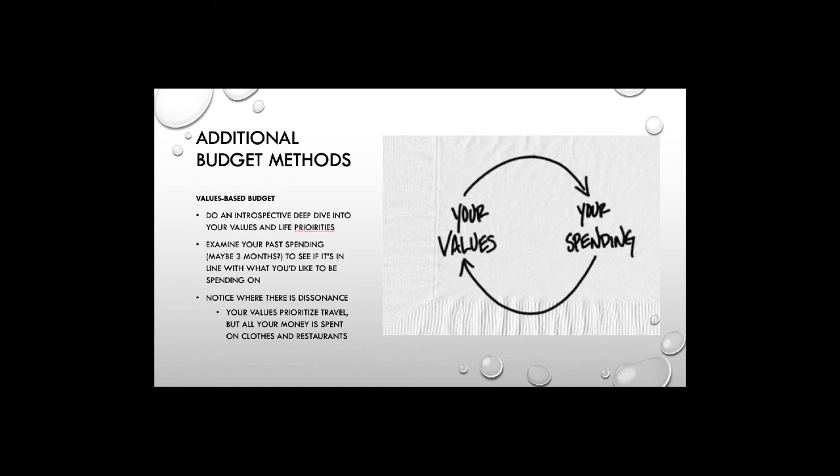For instance, what happens if you said, one of my key values is I want to prioritize international travel, but all your discretionary money is spent on clothes and restaurants? Well, that's dissonant. That's something you've identified where your spending doesn't match up with your values. You need to consider, how are you going to make those things align? What changes will you make so that those things align? Hope that makes sense, right? There's just a couple of ideas there. Again, I'm not spending a lot of time or giving you a bunch of resources, but there are some things to consider in these methods.